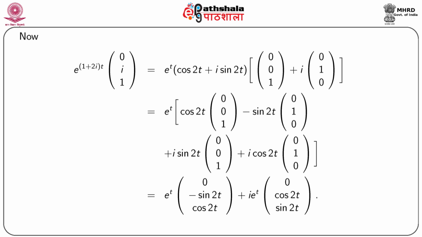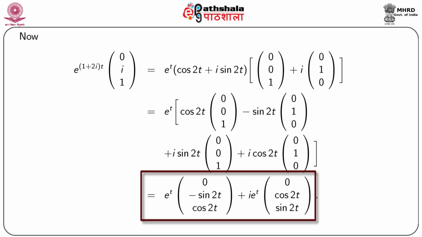And if you simplify, you will get it in the form e to the power t multiplied by cos 2t into (0, 0, 1) minus sin 2t into (0, 1, 0), plus i times sin 2t (0, 0, 1) plus i times cos 2t (0, 1, 0). Separating the imaginary and the real part, this is equal to e to the power t into (0, -sin 2t, cos 2t) plus i times e to the power t (0, cos 2t, sin 2t).